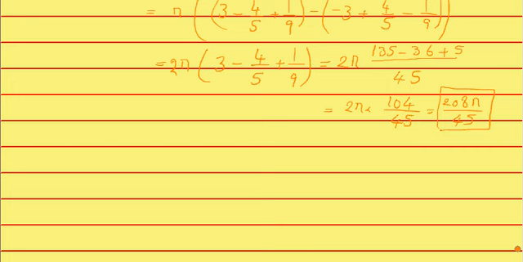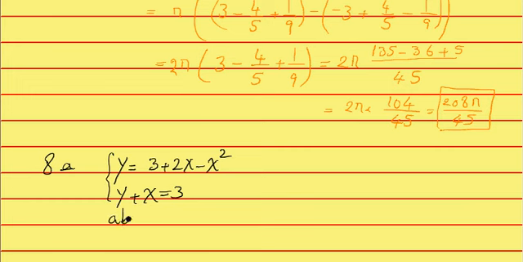Excuse me. Now that was one problem from the method of washers. Let's take a look at the method of cylindrical shells. We have first problem 8a, a region defined by the following: y equals 3 plus 2x minus x squared, and y plus x equal to 3. So the region is bounded by these two curves, and we are turning it about the y-axis.